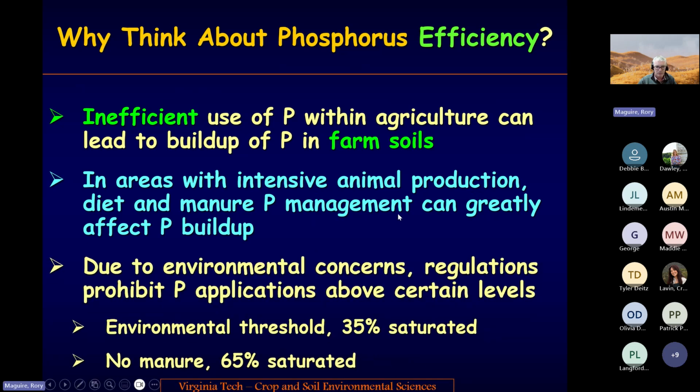Due to environmental concerns, we have regulations now. When people started seeing agricultural nutrients ending up in water, regulations started prohibiting phosphorus applications above critical levels. We have an environmental threshold: at 35% and above 65% saturated, you can't apply any more manure, and that's based on your soil test phosphorus level.